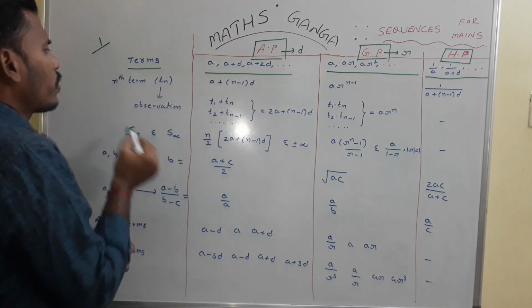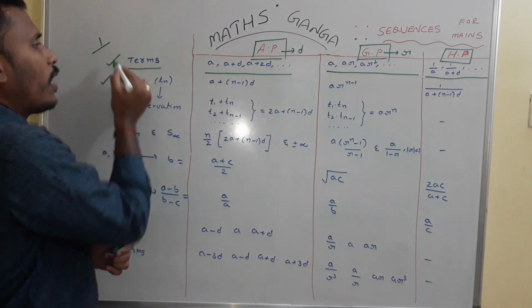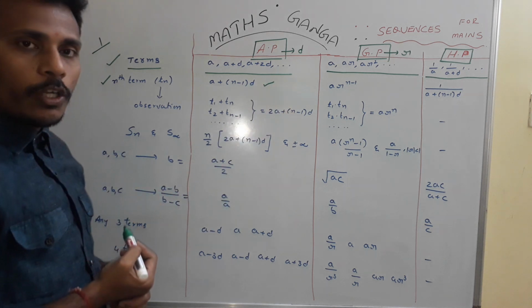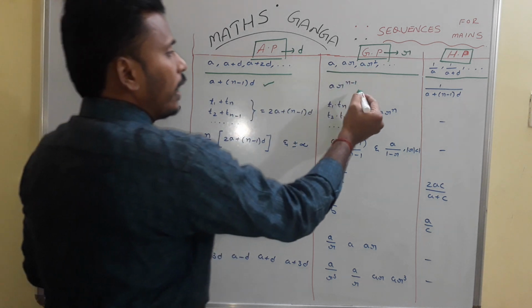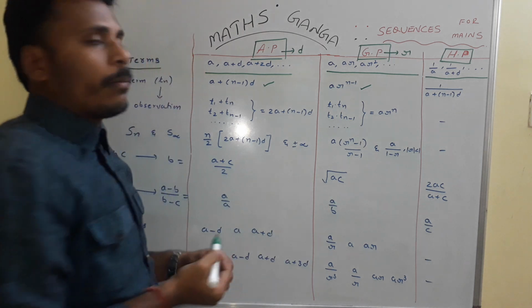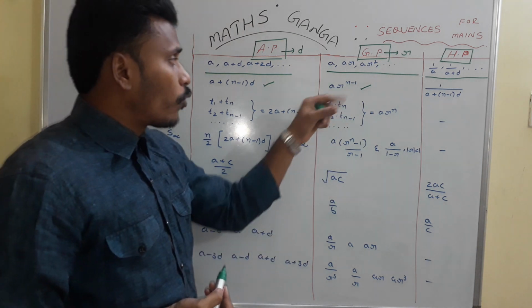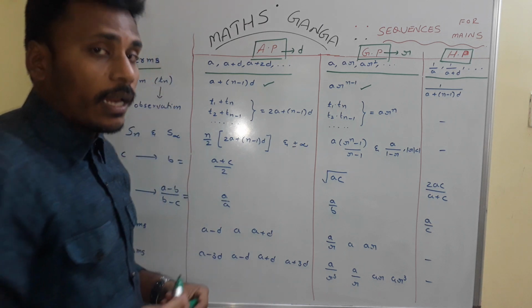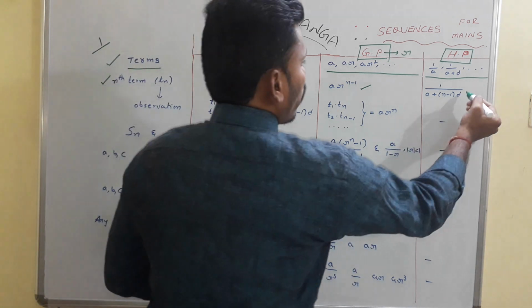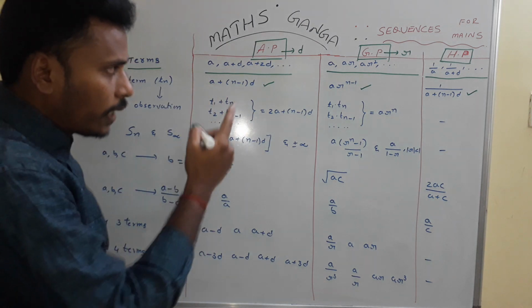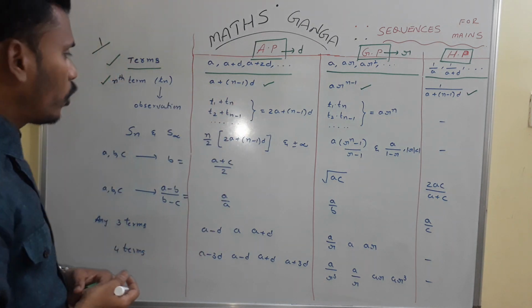See, if you observe this, the nth term of the arithmetic progression is of the format a plus n minus 1 into d, and the nth term of the geometric progression is a r to the power of n minus 1. If you say the 10th term is a r power 9, the 20th term is a r power 19, like that. Whereas the nth term of the harmonic progression is the reciprocal of the nth term of the AP, and that is 1 by a plus n minus 1 into d.